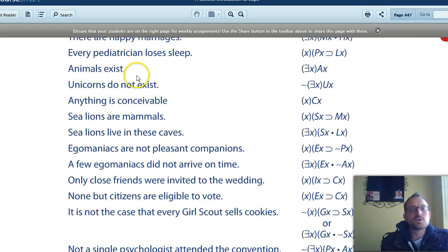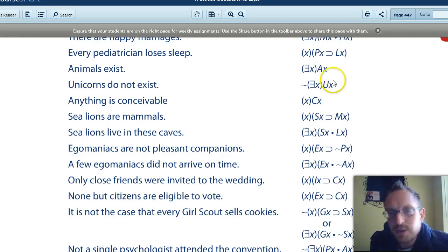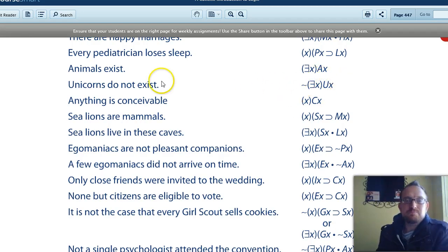What about this? Unicorns do not exist. Unicorns do not exist. Well, they're talking about existence, so that means that we have to have an existential quantifier, right? We're talking about unicorns, but we're saying that they don't exist. Well, what we do here is we actually add the existential quantifier. We have our UX, right? But we put the negation in front of the quantifier. So we're negating the quantification of unicorns as existing. That sounds fairly complicated, but that's what it means, okay?